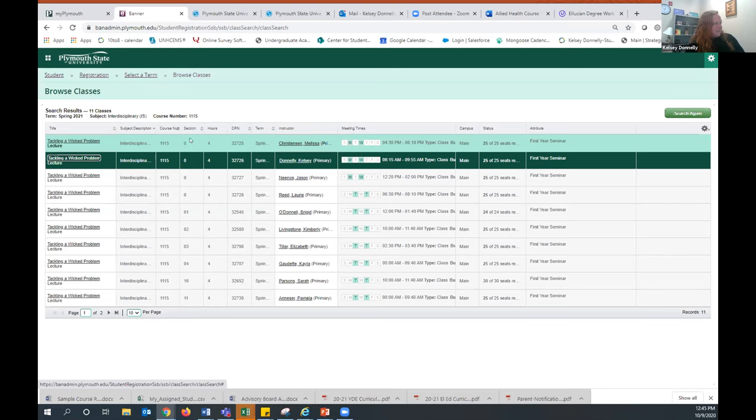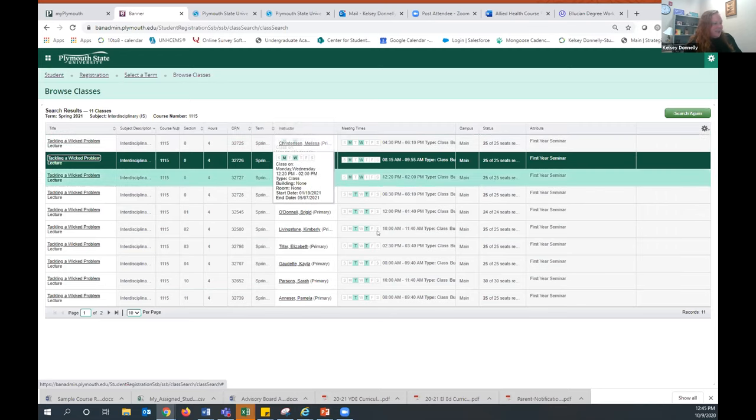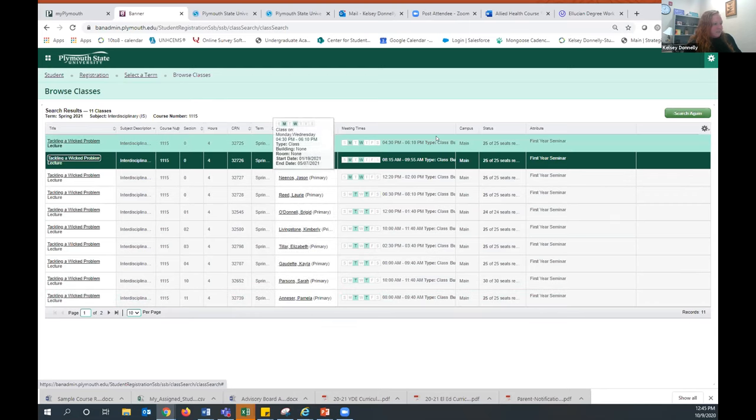It gives you the course number. It tells you how many credits there are in this class. It tells you the CRN. It tells you who's teaching it, the days and times it is offered, and how many seats are available.